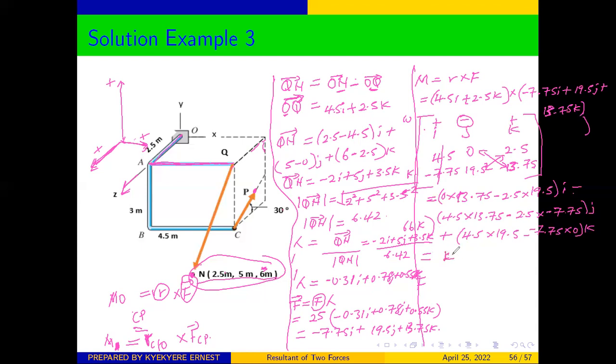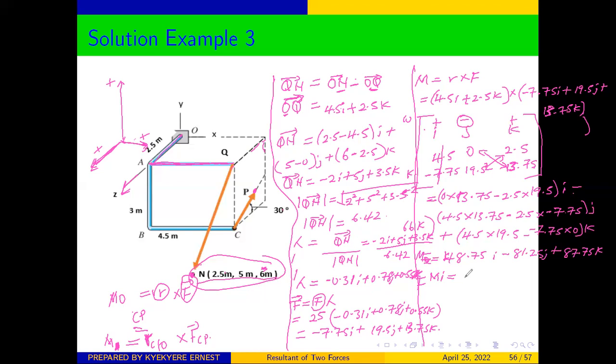So from here, our result for our moment will be 48.75 i minus 81.25 j, and our k component will be 87.75 k. So once we get here, this is for M2, our second force. And we have already obtained M1 for our first force.